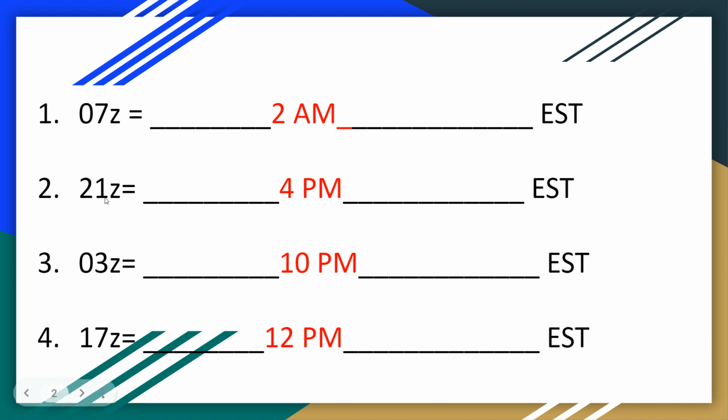21Z, anything over 12Z, you've got to ask yourself, how much more than 12 is it? So 21 is 9 more than 12, so that would be 9 p.m., but that's 9 p.m. at the prime meridian. We've got to subtract 5 hours from it, so that would give us 4 p.m. here. And then 3Z converts to 10 p.m. Remember, this is 3 a.m., but if you subtract 5 hours, you go across the midnight line, so that converts back to 10 p.m. And then 17Z, 17 is 5 more than 12, so 5 p.m. minus 5 hours would make it 12 p.m.